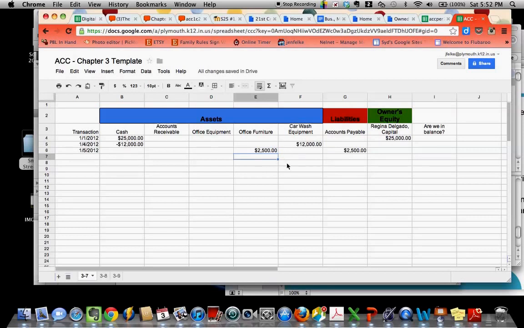So take a look at office equipment. I'm sorry. Yeah, that's office equipment. I put it in office furniture. I should not do that. Okay.